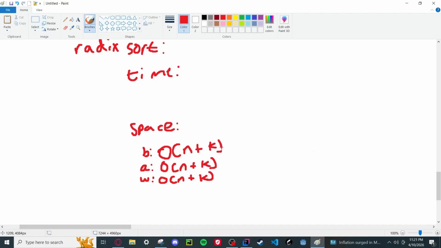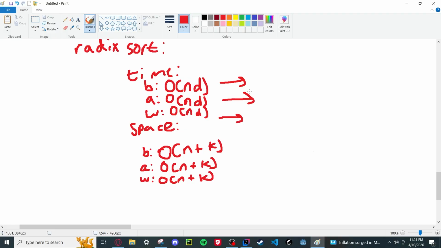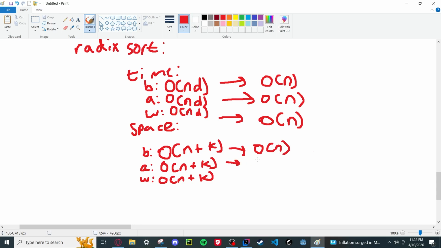Now your best for time is O of n d. D for digit, I think. Average is also O of n d. Worst is also O of n d. So your best, average, and worst. And you can write them all as O of n if you would like. They also simplify to O of n. I mean, this is the more formal way. These all simplify to O of n in the grand scheme of things because n is just the most significant term.